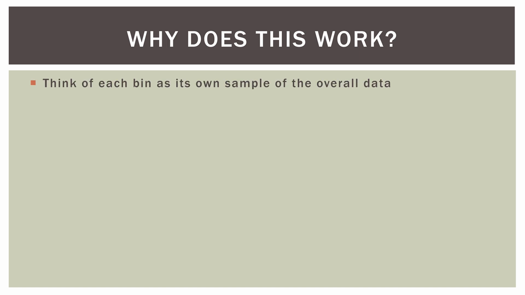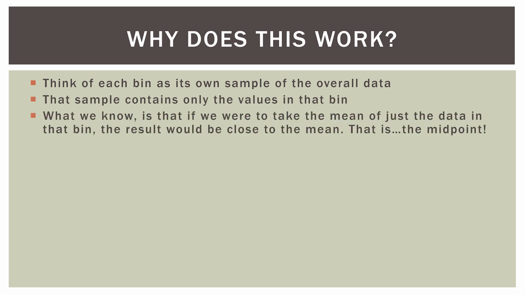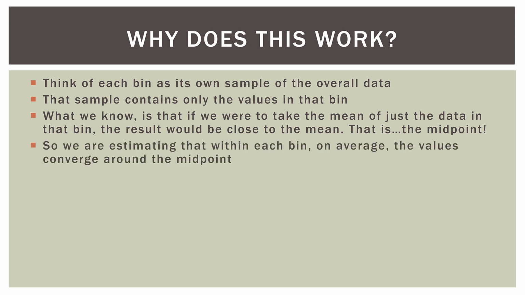So again, this is kind of a mix of the first video and this one. We'll put it all together. So think of each bin as its own sample of the overall data. So each little bin, whether it's 14 or 30 or however many it is, that's its own little sample. That sample contains only the values in that bin. What we know is that if we were able to take the mean of just the data in that bin, the result would be close to the actual mean, that is, the midpoint. So we are estimating that within each bin, on average, the values converge around the midpoint.